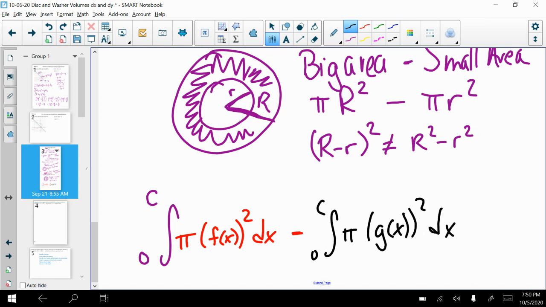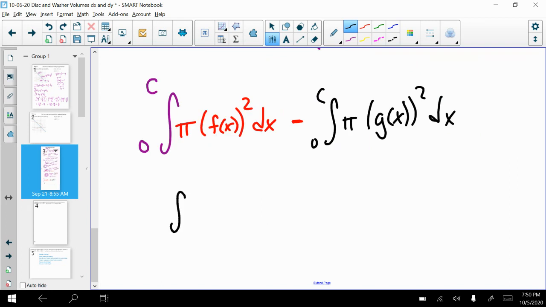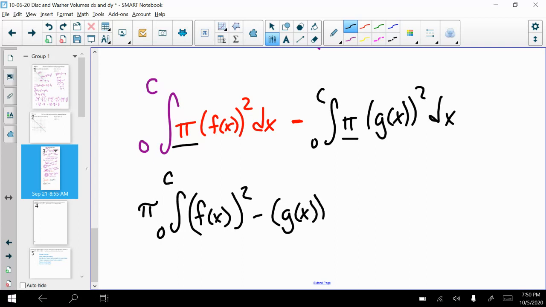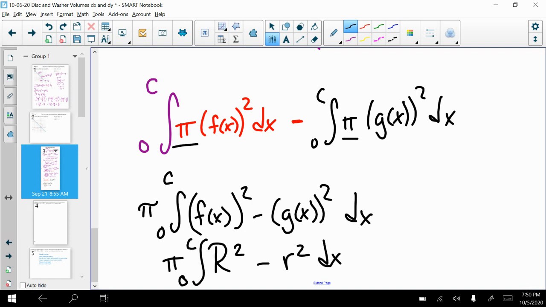Now this is what I was talking about up here with the mistake that people make. It's okay, we have the same limits, right? 0 to c. Most of the time we move pi out because it's a constant. But we have to do f of x squared minus g of x squared. That's the part we have to be careful with, because it's big R squared minus little r squared dx. So, right, the pi r squared gives you your area, and this dx is multiplied by both of them. So just be careful that we square and then subtract.